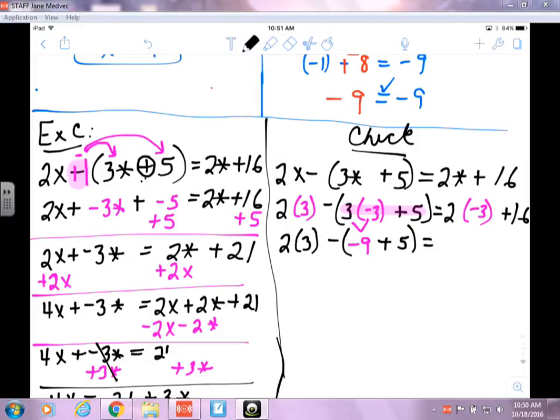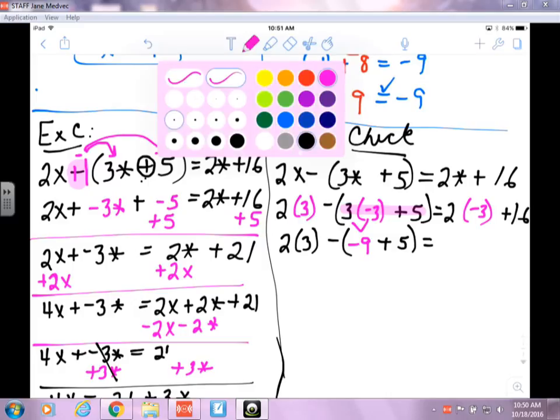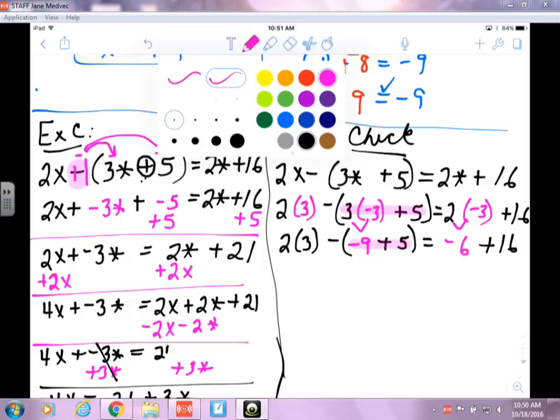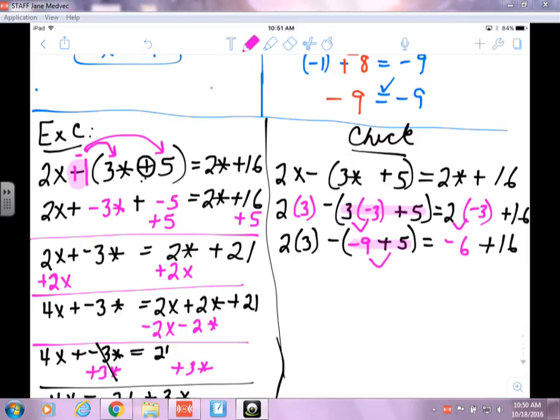That's where your handwriting really pays off. Good handwriting. Okay, and then on the other side, 2 times -3 is -6, plus 16. Okay, again, I am still working inside the parentheses. So -9 plus 5 is -4. Go ahead on the right-hand side, and I can finish that up. Make it 10. Okay, on the left-hand side, 2 times 3 is 6.